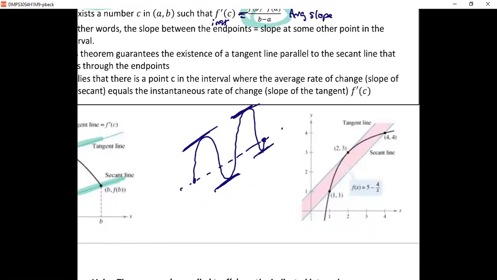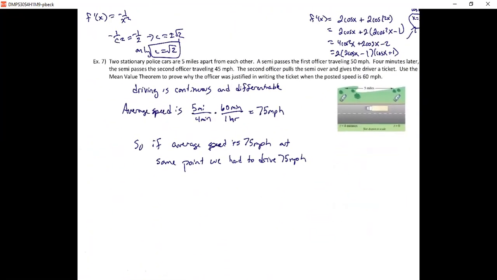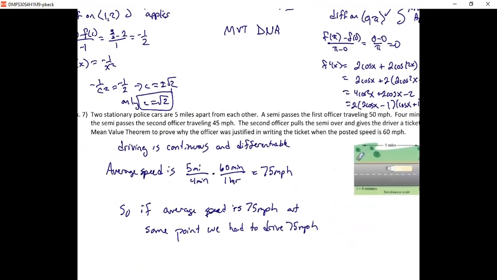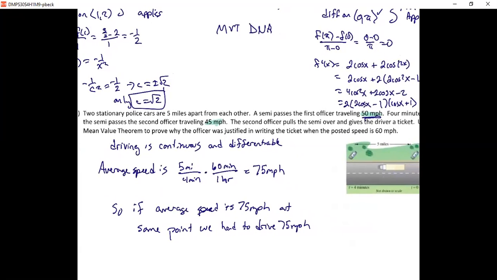What's a real-life application of that? Let me jump to this right away. An application of this is two cars that are 5 miles apart. A semi passes one traveling 50 miles an hour, and passes the second one traveling 45 miles per hour. It looks like this semi is totally okay, especially if the posted speed is 60 miles per hour. However, the officer pulls the semi over. The reason is that they're 5 miles apart and it was 4 minutes later that the semi passed the second one. So what is the average speed of the semi truck? That average speed is 75 miles per hour. We did a little bit of dimensional analysis here.